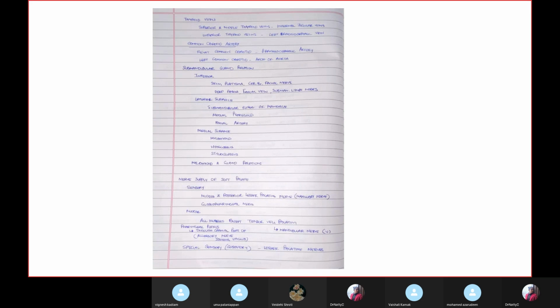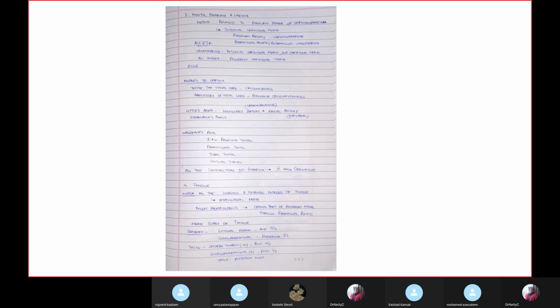So we have tensor veli palatini and tensor tympani, both of them supplied by mandibular nerve. Then the sensory supply, middle and the posterior lesser palatine nerve. Then glossopharyngeal nerve. The special sensory supply for soft palate is by lesser palatine nerve, which is a branch of maxillary nerve. Then in the mouth and pharynx, we have mnemonic acer.